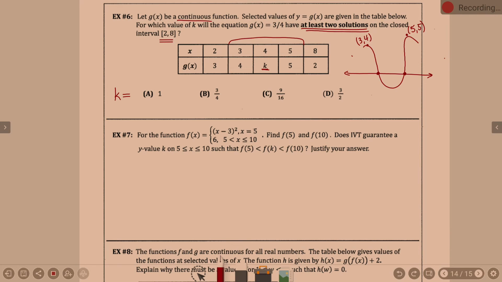Now, what did it ask? This is where I have to get it all back in my head, right? For which value of k will the equation g of x equals 3/4 have at least two solutions on the closed interval? So we're looking for when g equals 3/4 has two solutions.